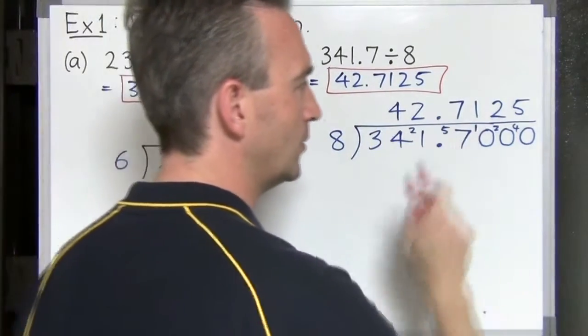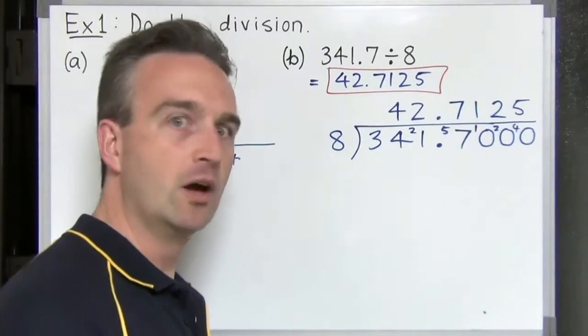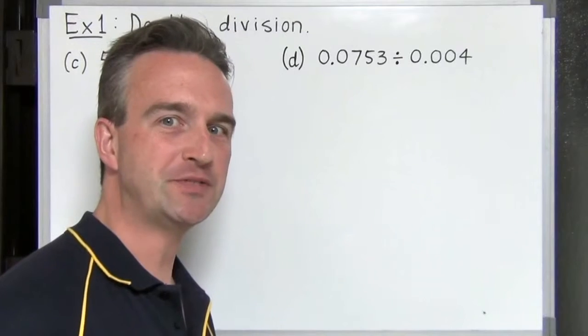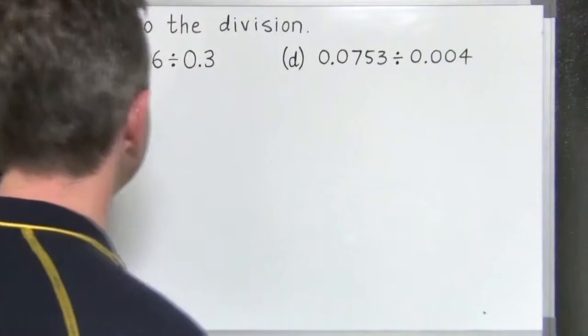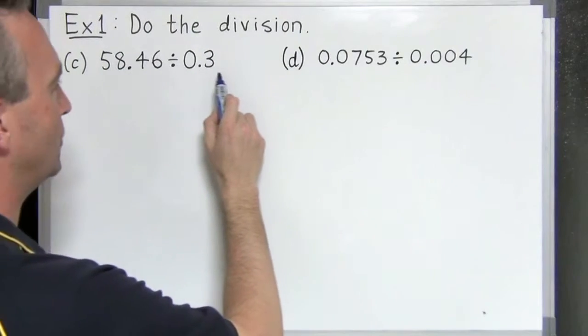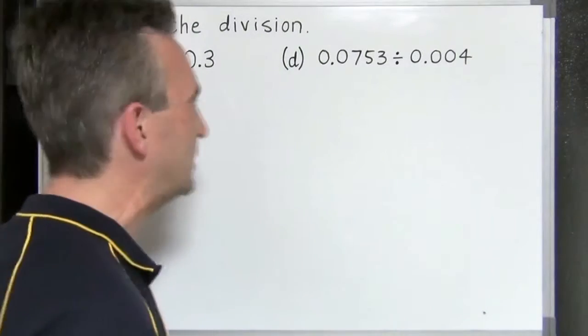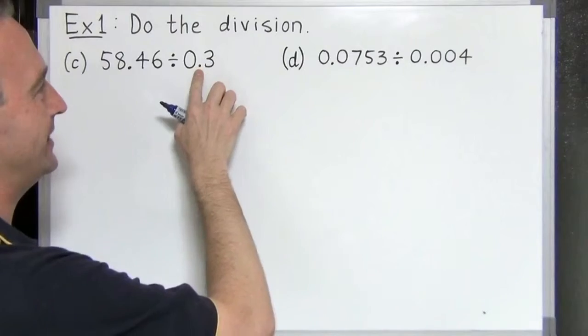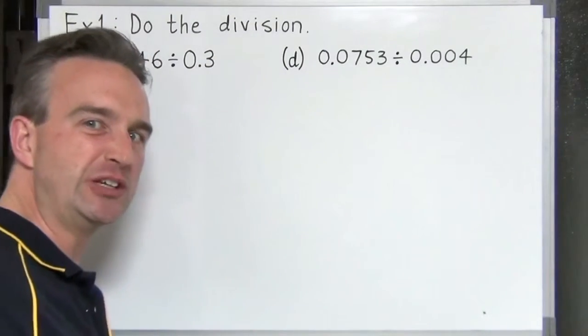That was a bit longer. That went on forever there. I thought I was going to run out of space, but I didn't. Good stuff. We're having way too much fun to stop now. Let's try 2 more. C and D. This time, 58.46 divided by 0.3. This time, we have a decimal point in the divisor. What are we going to do?